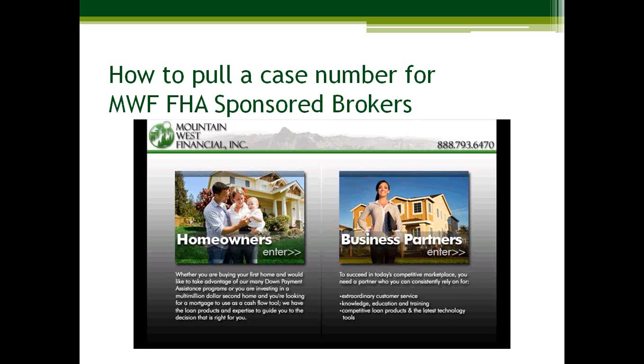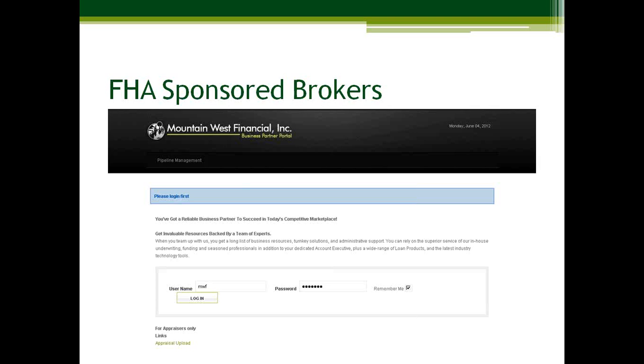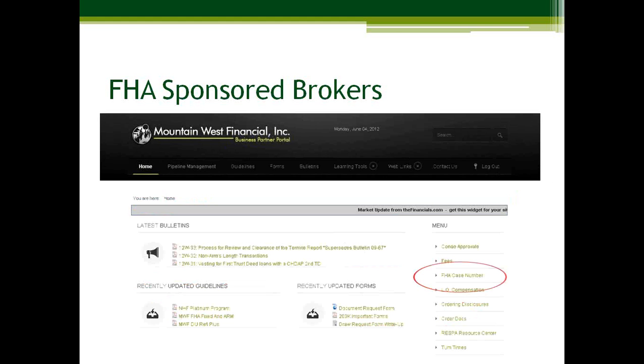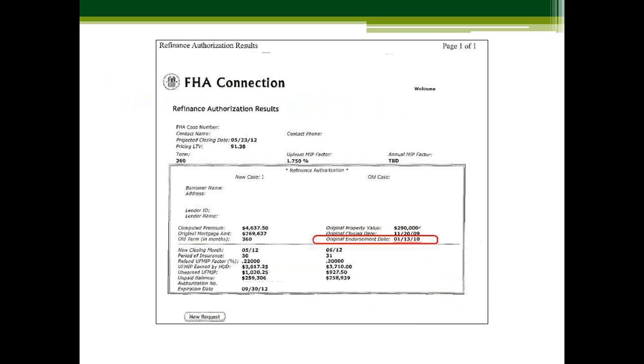How do you pull a case number? Well, you're going to go ahead and log on to our website. You're going to click on Business Partners. You're going to go into the login. You plug in your username and password. Once you're into the site, you're going to go ahead and click on FHA case number. And then that's going to prompt you to all the information you'll have to input, hence the old case number, in order to obtain the new FHA case number.